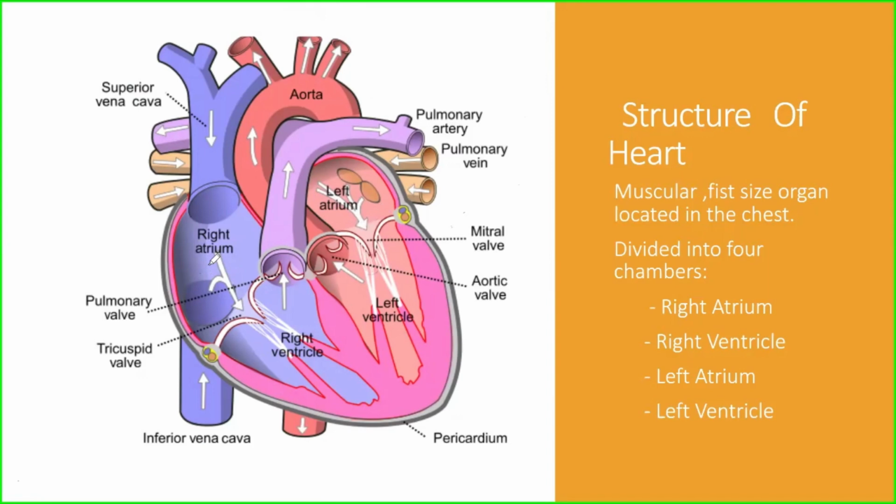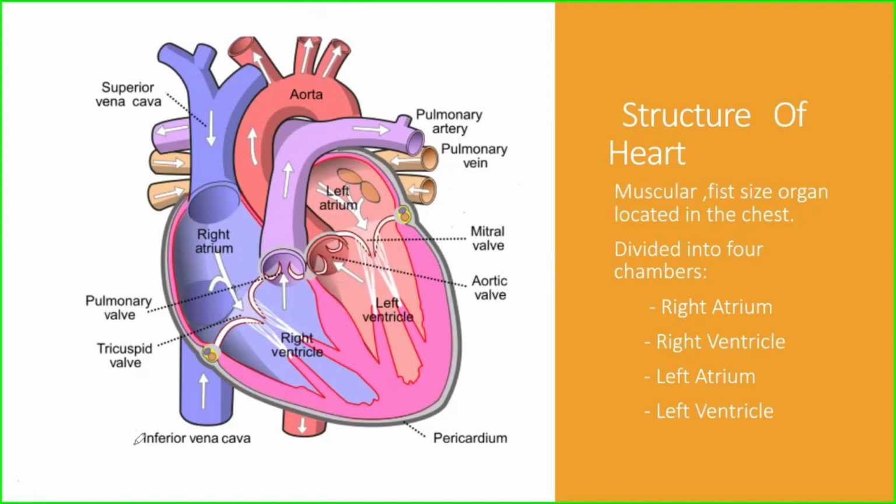The heart has four chambers: right atrium, right ventricle, left atrium, and left ventricle. The upper chambers of the heart are called atria, and the lower chambers are called ventricles. The left and right sides of the heart are separated by a muscular sheath called the septum. The left side of the heart contains oxygenated blood, and the right side contains deoxygenated blood.